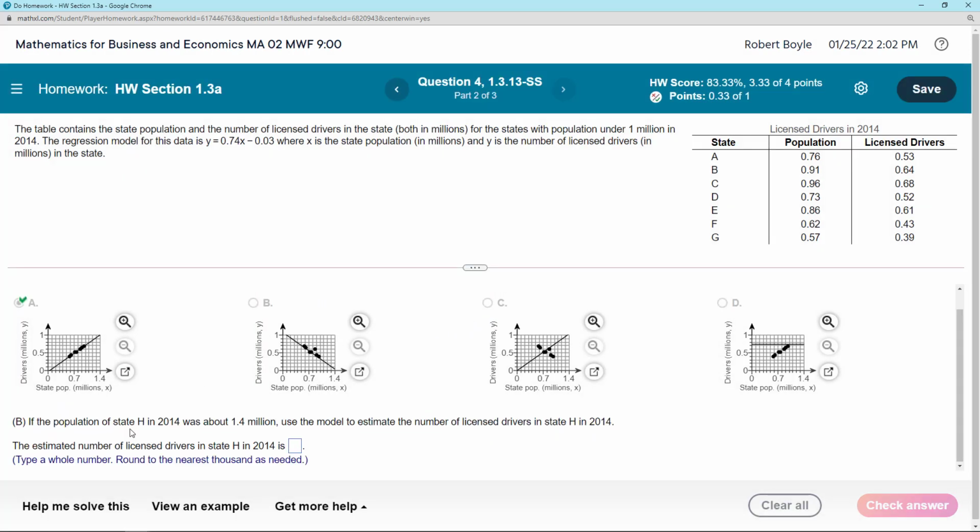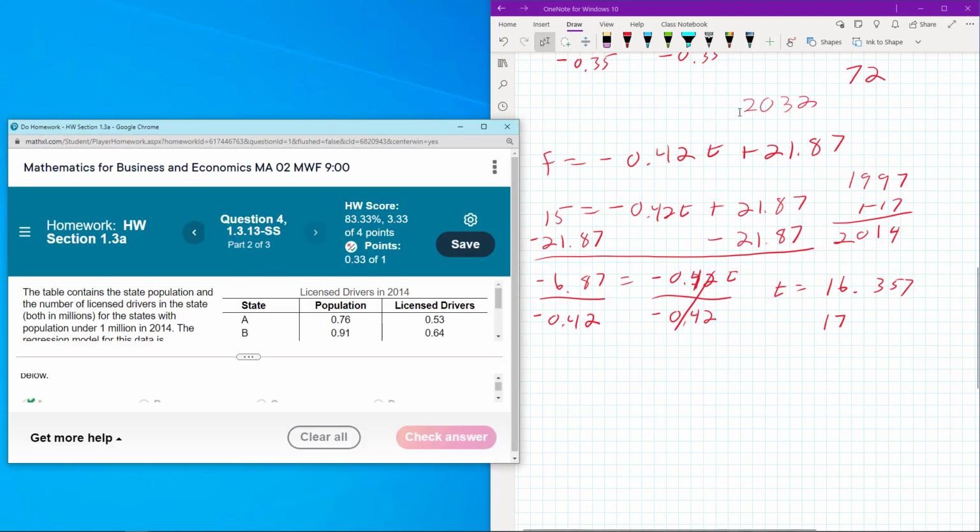Okay, the next part is if the population in state H was about 1.4 million, okay, we know that's outside the model, but it says to use the model anyways to estimate the number of licensed drivers in the state. And notice here that they want us to type a whole number and they want this to the nearest thousandth. Okay, let me bring this down and bring up my OneNote again.